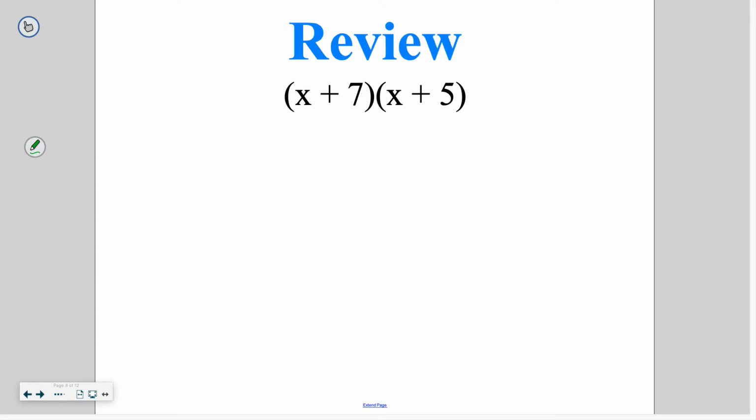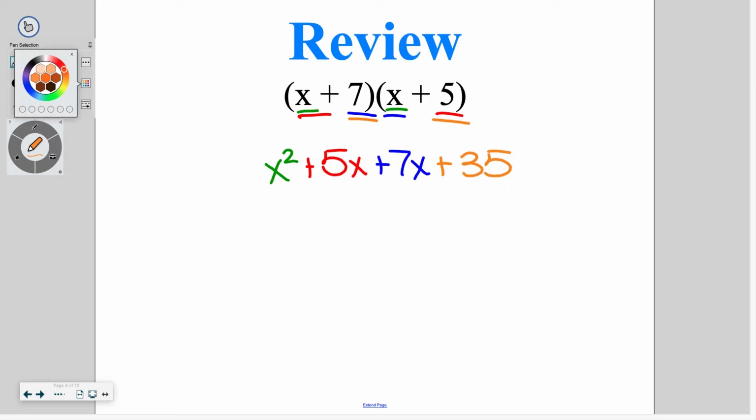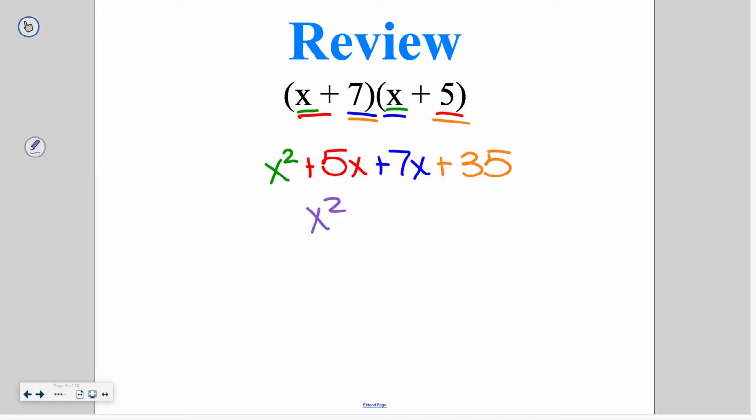Quick review. This will be super helpful when we get to the answers for these problems. You'll remember from section 7.2, when you're multiplying binomials, we follow the FOIL method. So the first, x squared, and then the outside, x times 5, giving us 5x, and then the inside, 7 times x, giving us 7x, and then the last, 7 times 5, giving us 35, which reduces down to x squared plus 12x plus 35.